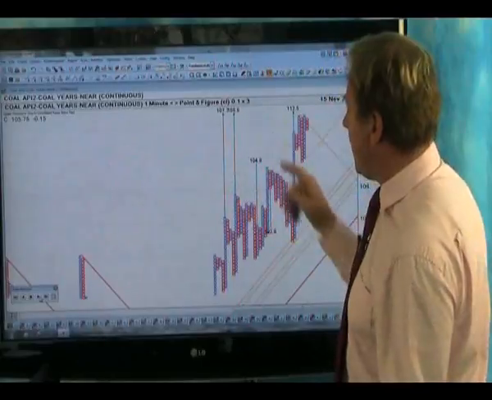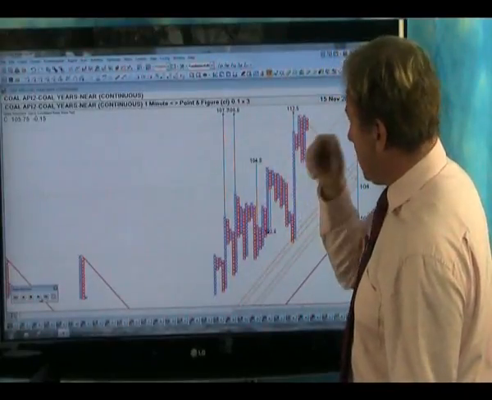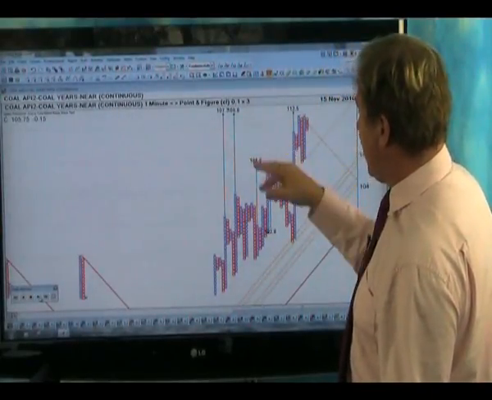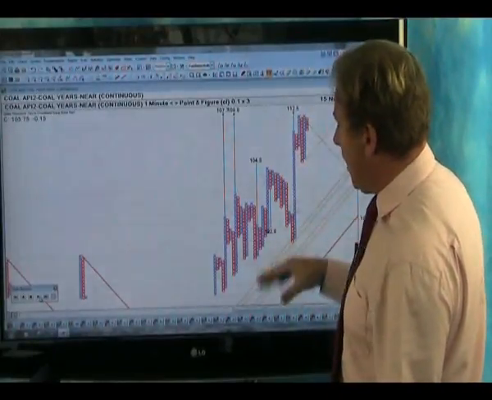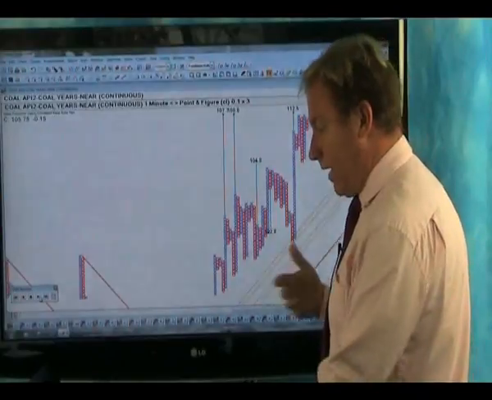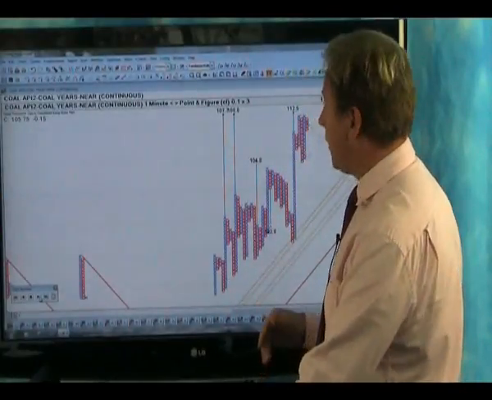Here we see the 1 minute chart. We've got upside targets of 107.70, 108.80, 112.50. So a lot of upside potential in coal. So keep an eye on your 1 minute charts for targets on that.